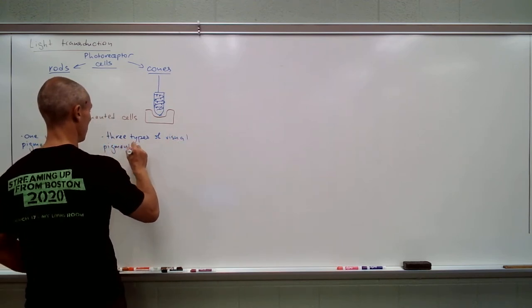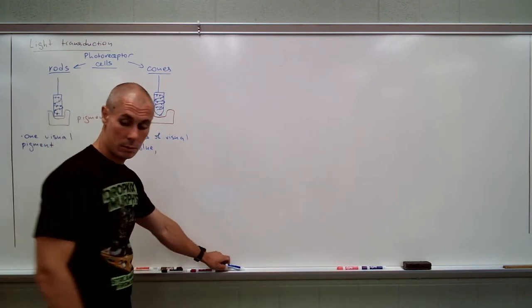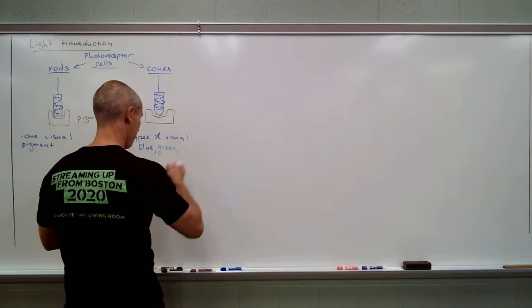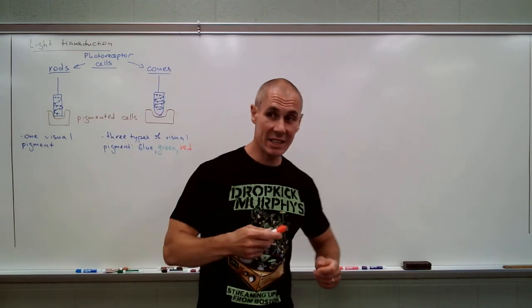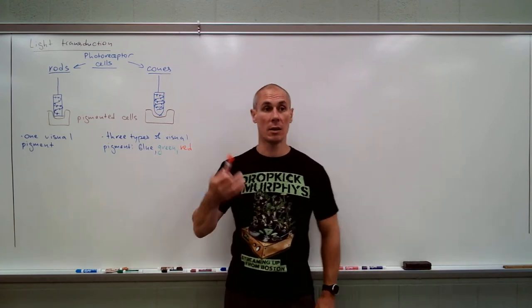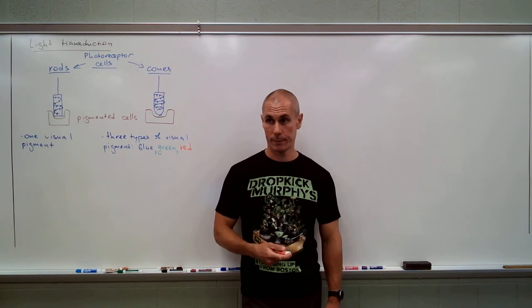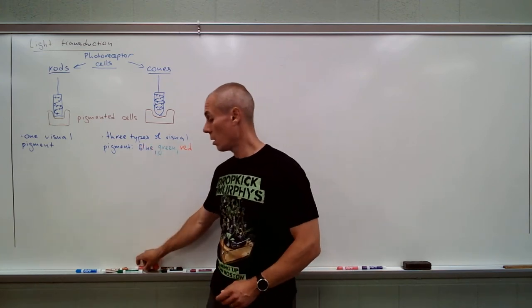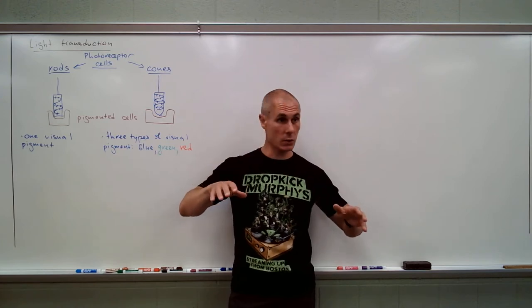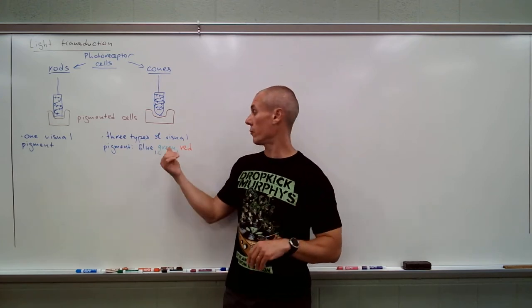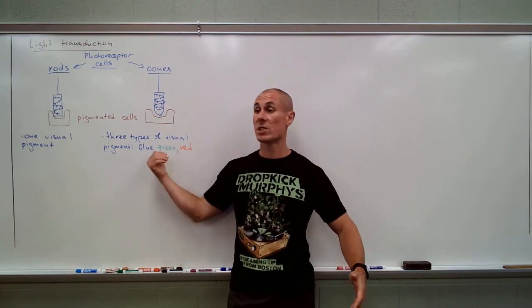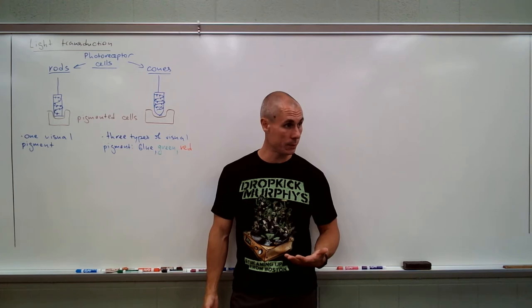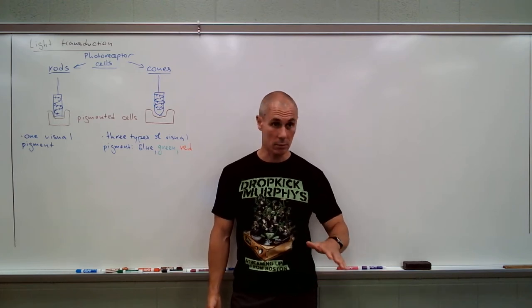Which are blue, green, and red. It's not the color of a pigment, it's the color of light that the pigment can absorb. So this is why we can see colors, because the areas of bluishness and greenishness overlap. Areas of greenishness and reddishness overlap. So those spectra of the visual pigments overlap with each other. And this is why we can see different colors. Does that make sense?